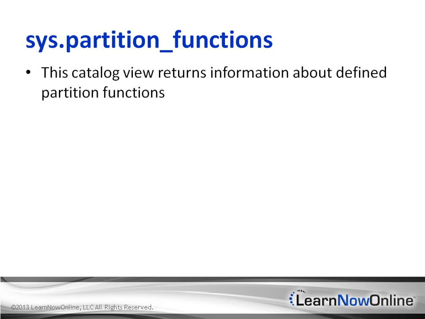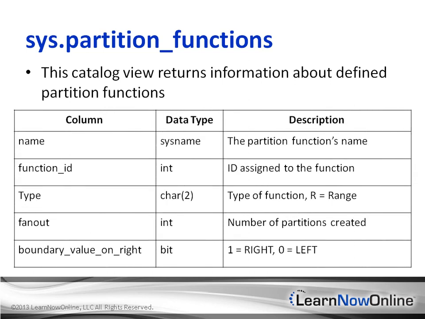The sys.partition_functions catalog view returns information about defined partition functions. The columns that are important to remember in this view are the name, the partition function's name; the ID assigned to the function, that's the function ID column; and the type of function, whether it's a range function or not. The fan out indicates the number of partitions actually created by that partition function. And then there's a bit value called boundary value on right. If set to true, that means it was defined range right, otherwise range left.